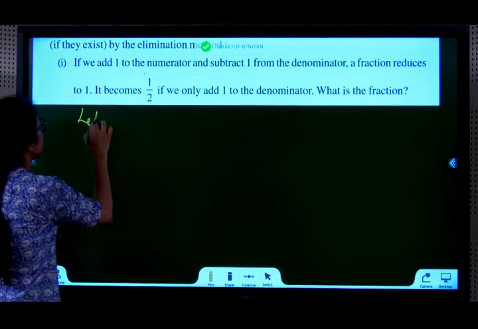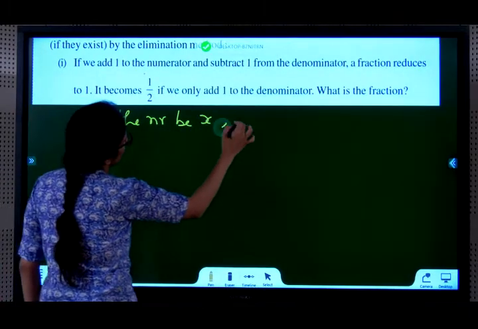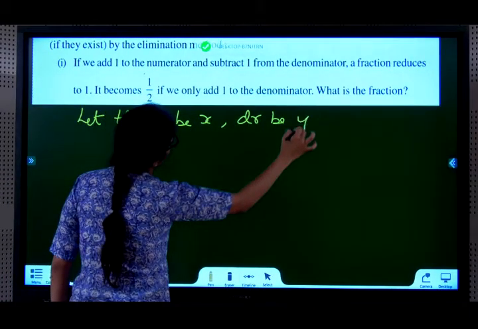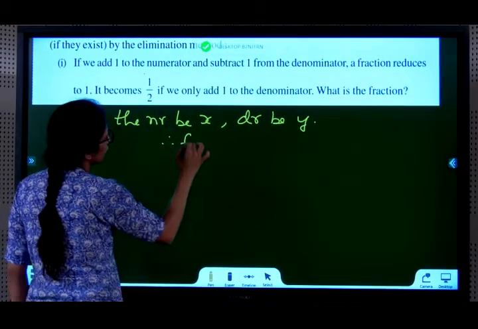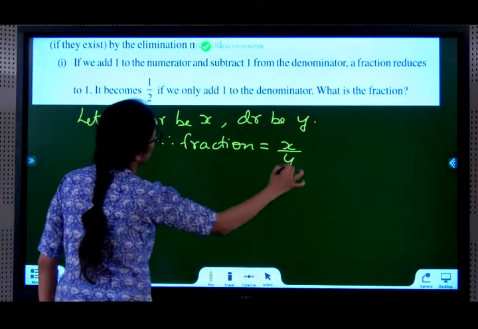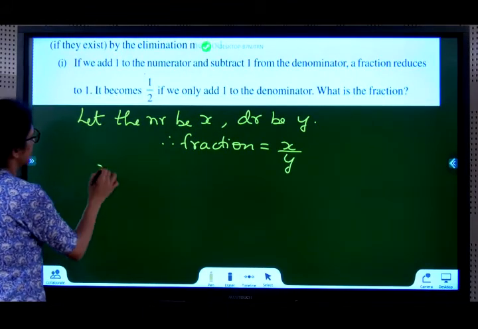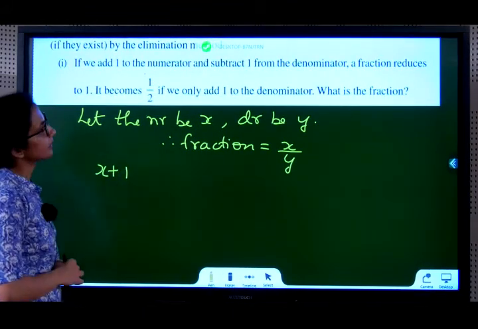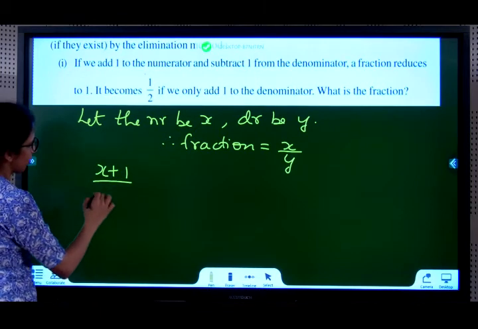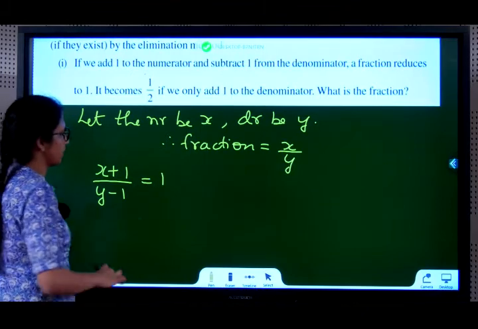Let the numerator be x, denominator be y. Therefore, the fraction is equal to x by y. Now look at the condition. If we add 1 to the numerator and subtract 1 from the denominator, the fraction reduces to 1. It's 1.